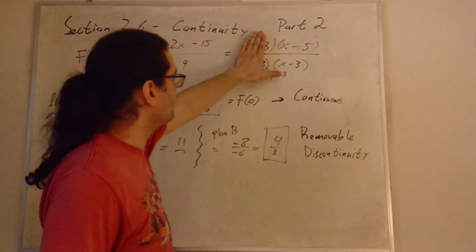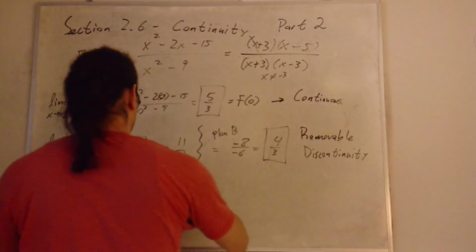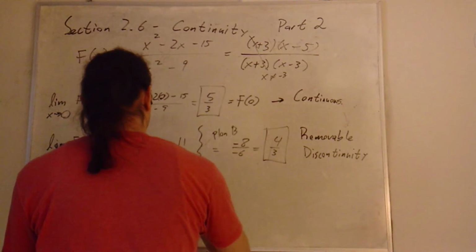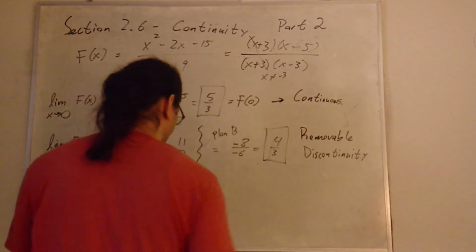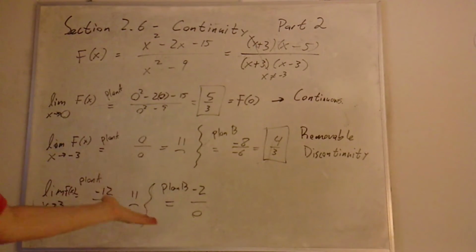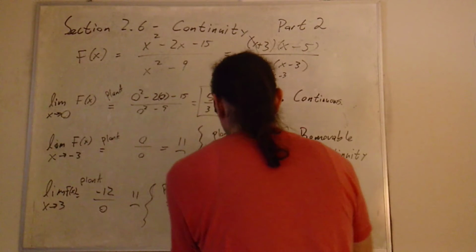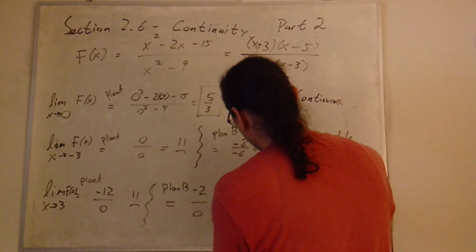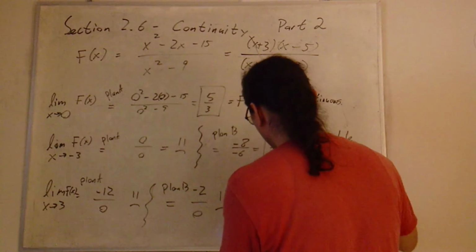We've already got the simplified version. We're going to plug it into this guy. That will give us, plan B is going to look like -2 over 0, which also is not going to work for us. That is the double failure. So now we hit plan C. Plan C means the limit does not exist.